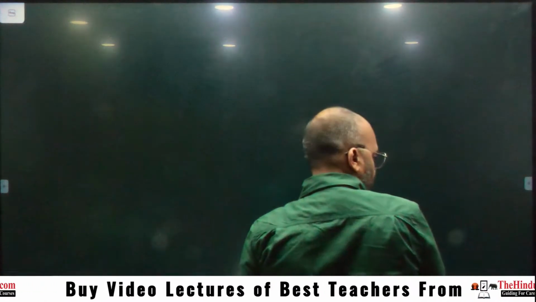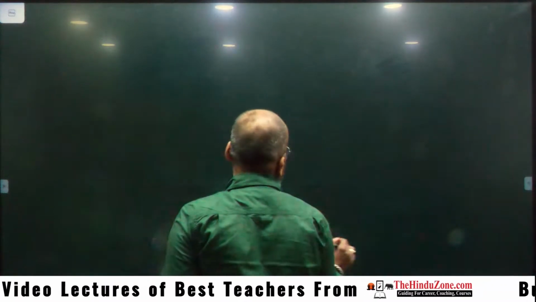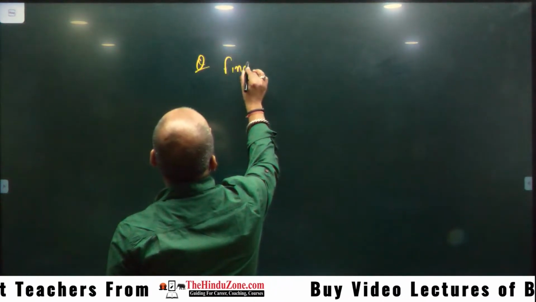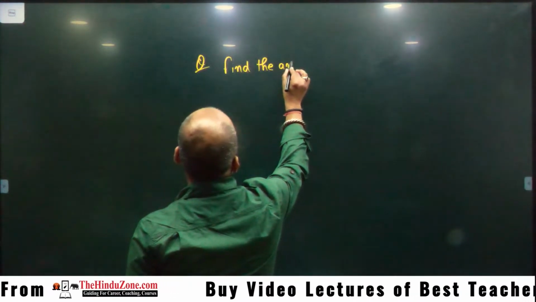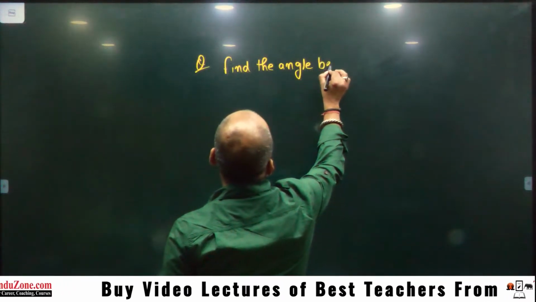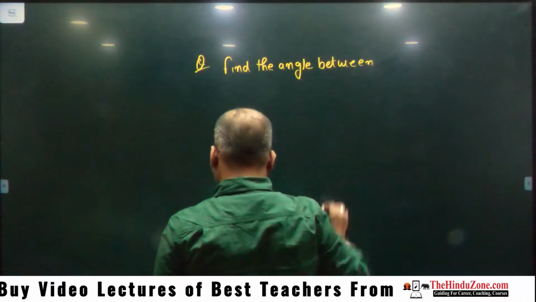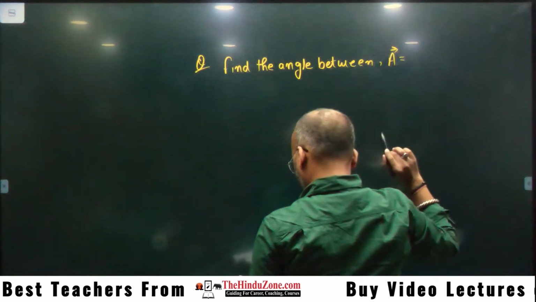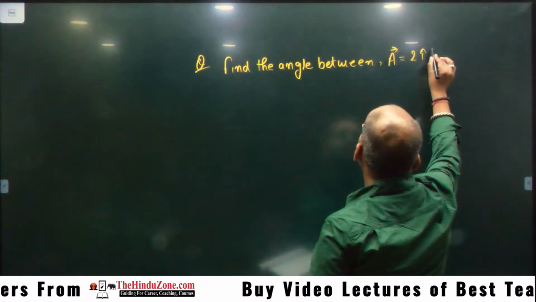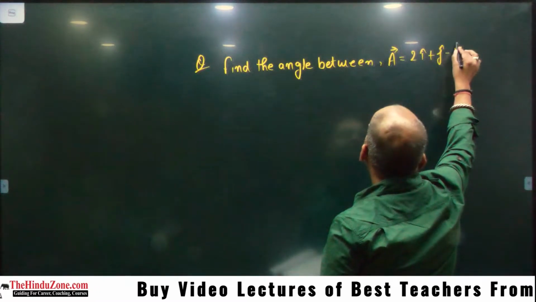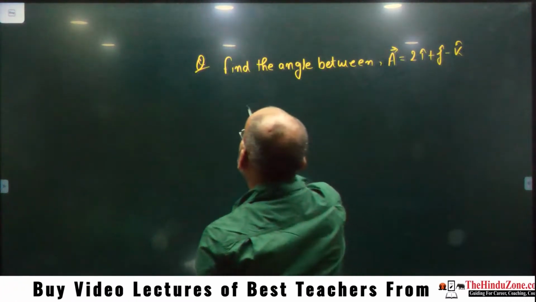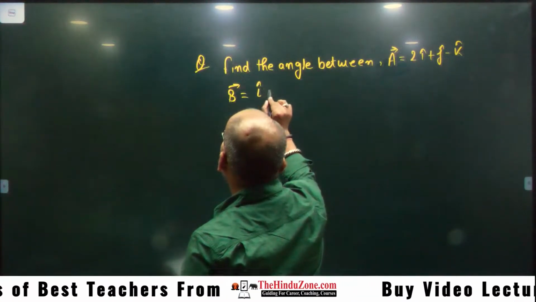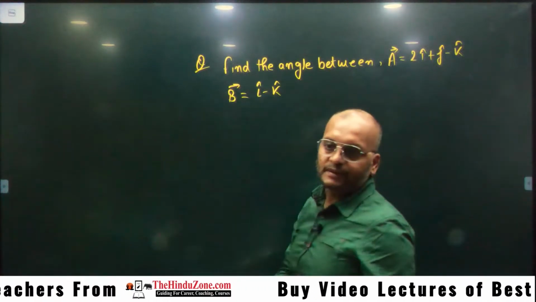Find the angle between these two vectors. Find the angle between vector A, that is 2i plus j minus k, and vector B, which is i minus k. Find the angle between them.